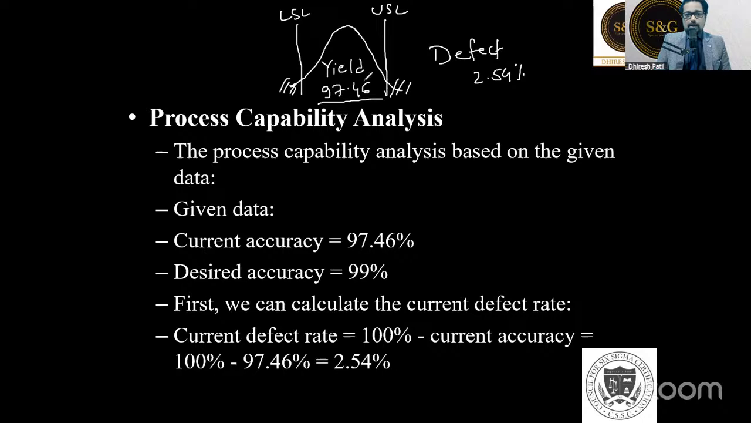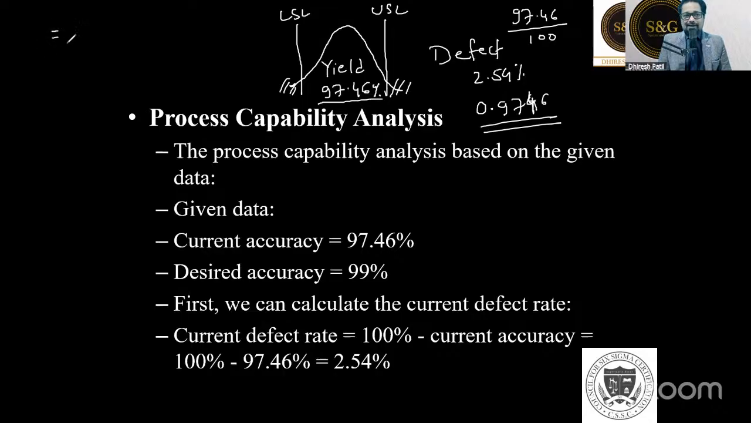Clear? Now this 97.46 percentage can also be called 0.9746. Correct or no? Everybody? Correct? So 97.46 divided by 100. If I do this, I will get 0.9746. Yes? So what is the formula to calculate the sigma level?